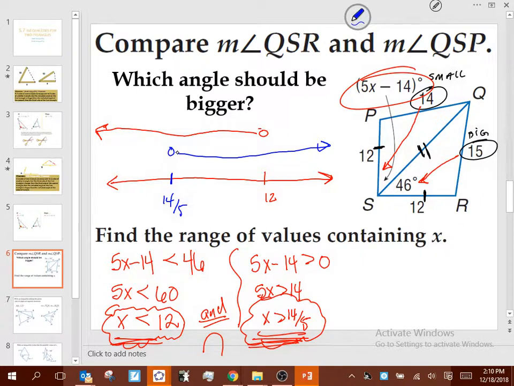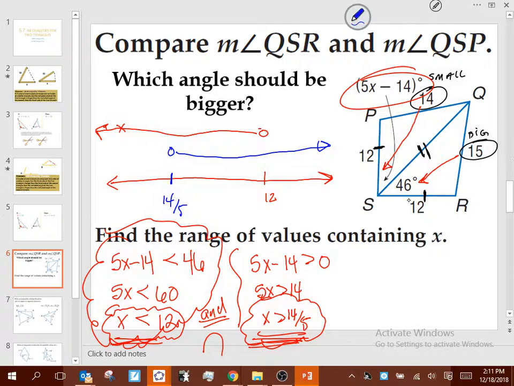Now here's the thing. Anything that I choose in the red is going to satisfy the SSS theorem. Okay? But it doesn't necessarily satisfy this angle being positive. So if I choose that value right there, maybe it's, let's just say 0. Okay? If it's 0, I get negative 14 for an angle measurement, right? So negative 14 can't happen as an angle measurement. 14 less than 46. Yes. So it satisfies one of those ideas. Well, we need to satisfy both, right? So we can't just pick values off there.